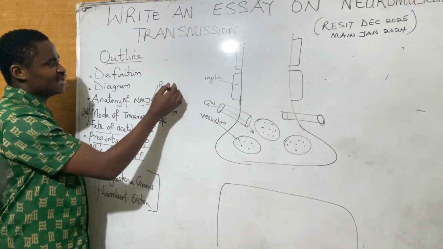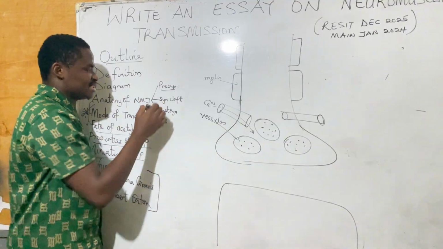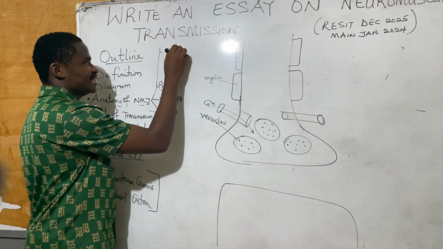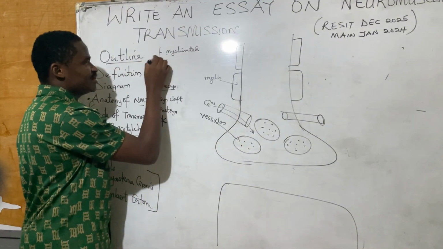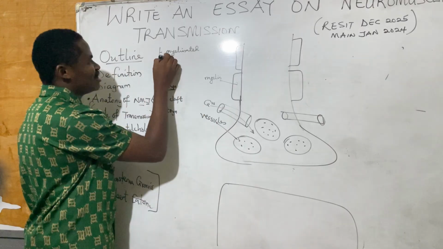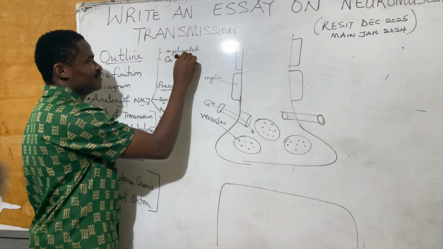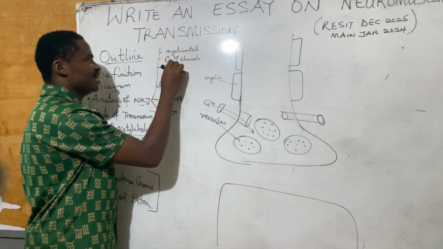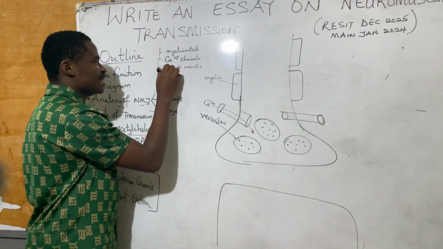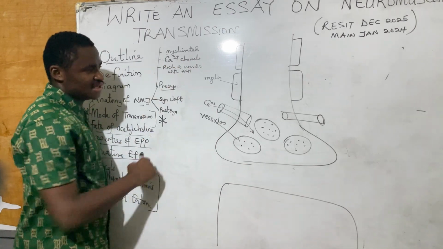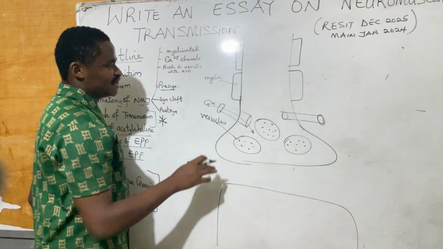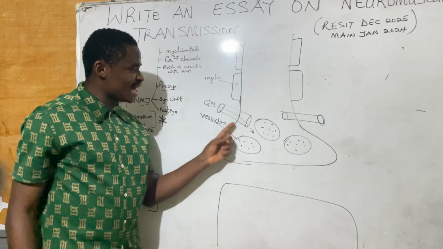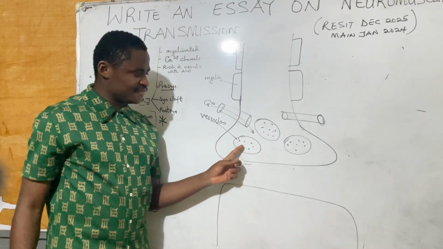Now let's begin with important points to note for the presynaptic. What will you say in the presynaptic? Number one, it is that part that should have myelin; you outline that it is highly myelinated. Number two, it has calcium channels. Number three, it is rich in vesicles that are loaded with acetylcholine. So if you have to write, you say number one, it has myelin; number two, calcium channels; number three, vesicles.